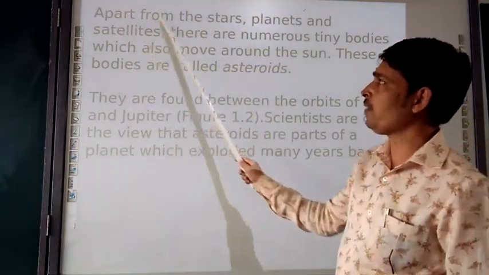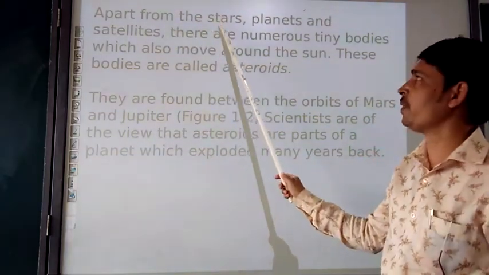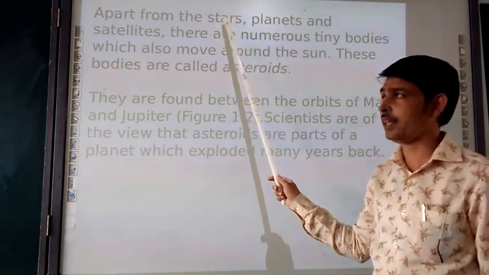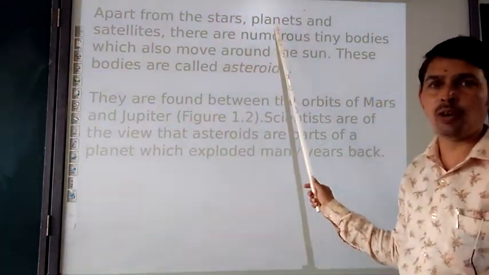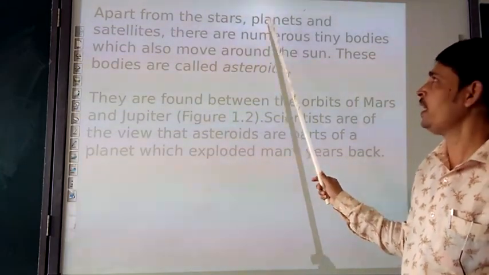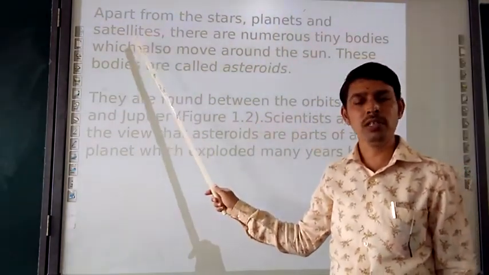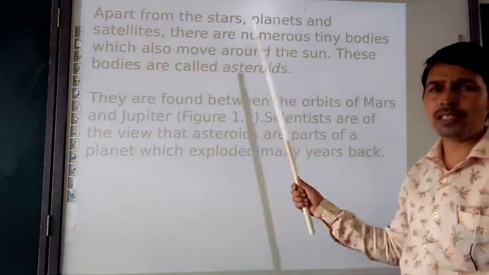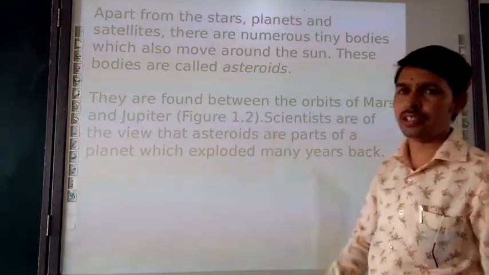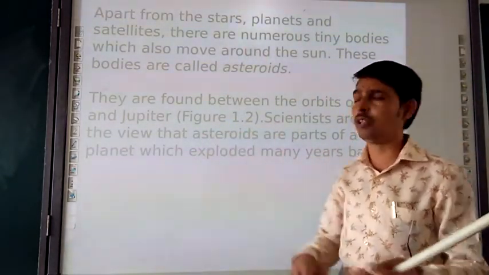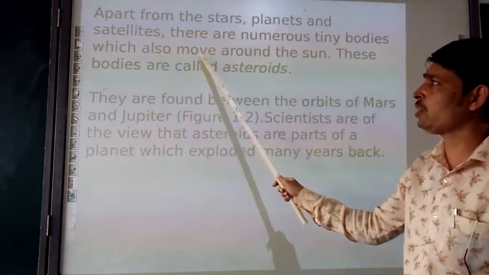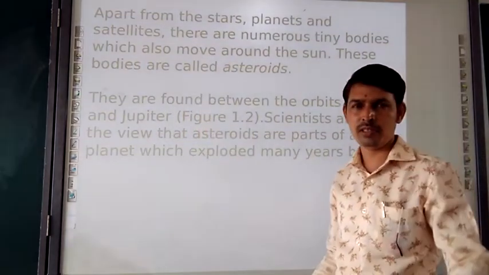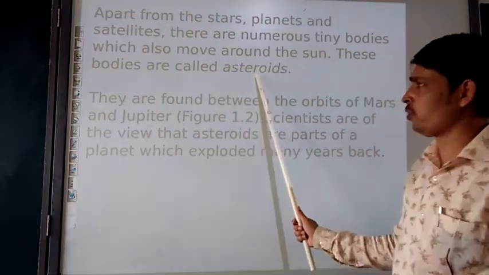Apart from the stars, in the solar system we have stars, planets, and satellites. We have seen that the sun is a star, we have seen all the 8 planets, and we talked about the satellite, the moon. Then there are numerous, that means uncountable, tiny bodies, small or sometimes big, which also move around the sun. These bodies are called asteroids.